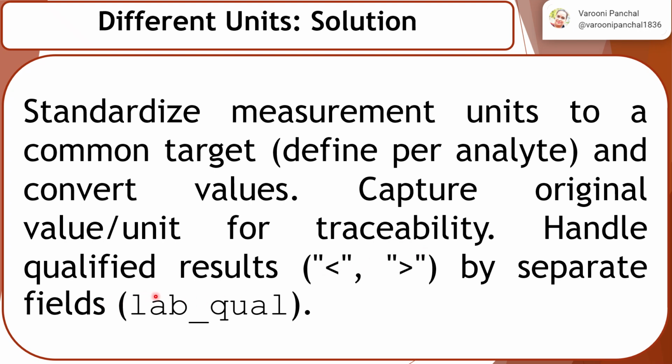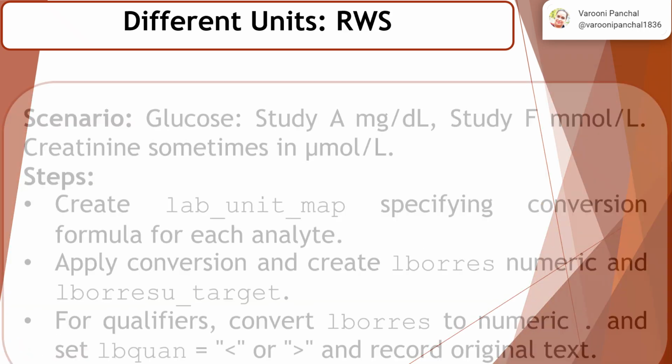Then you can handle the qualified result, for example, less than or greater than, by separate fields like lab_qual. So these are all the ways how you need to handle it.